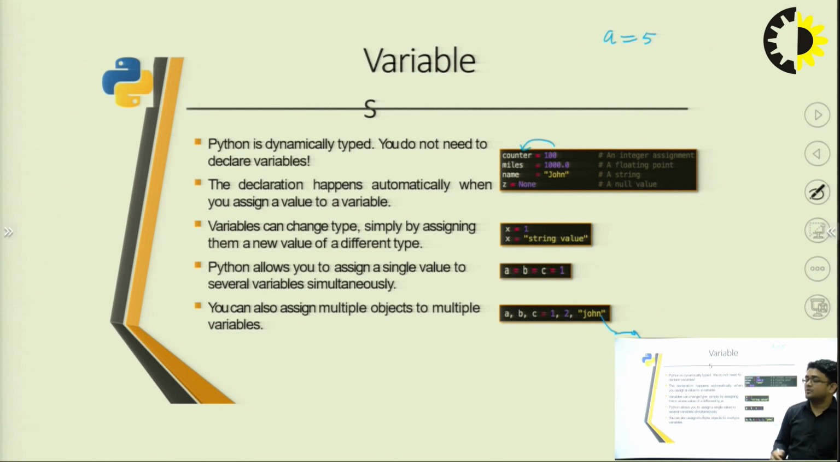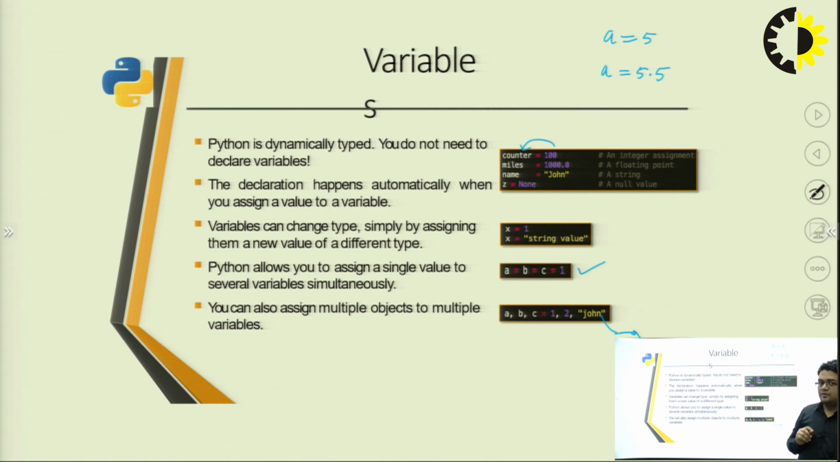But suppose later in the program I want to provide a float type value to a, so I can simply write a equals 5.5. After writing this line, I would say that at this point a is a variable which contains a float type value. So there is no need to typecast this variable. There is no need to provide a data type to a variable in Python. This is one of the easiest things in Python. A variable can change type.